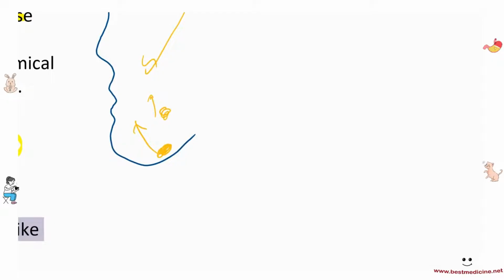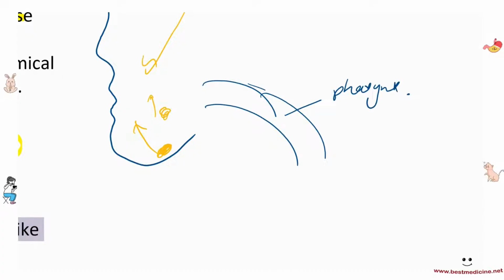So where's the esophagus? Essentially, when the food is swallowed, it enters this space behind the mouth, and this is called the pharynx. And the pharynx is connected in front to the trachea, which is the airway, and at the back with the esophagus.